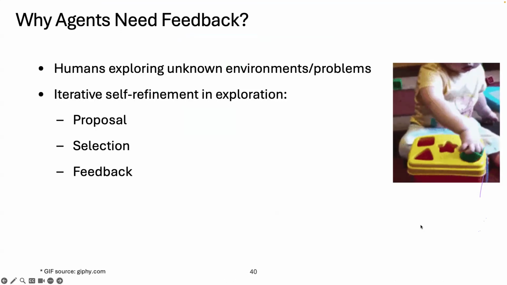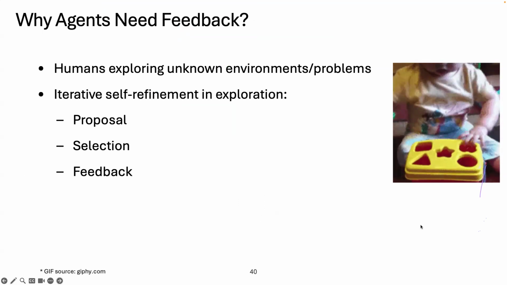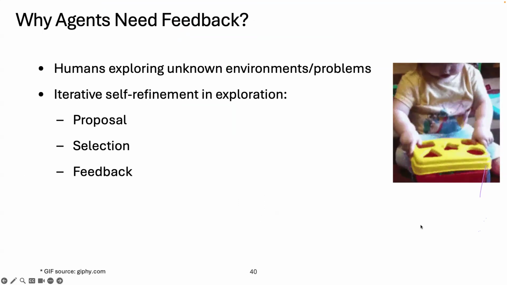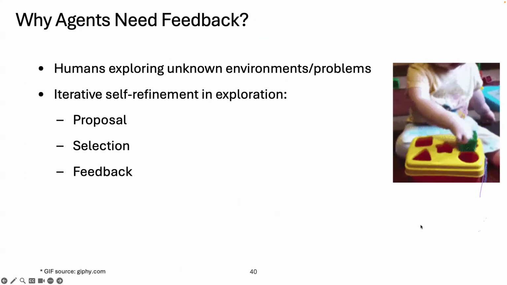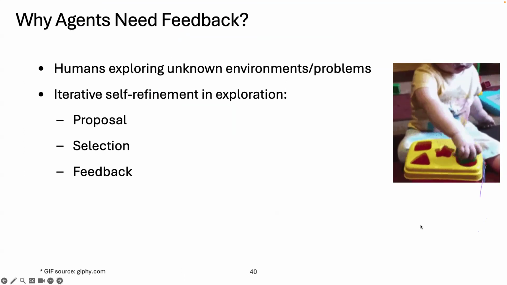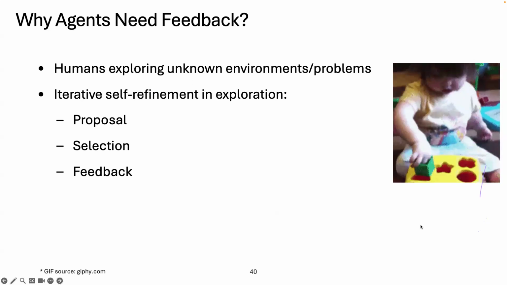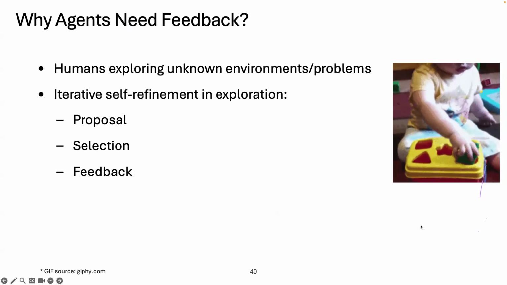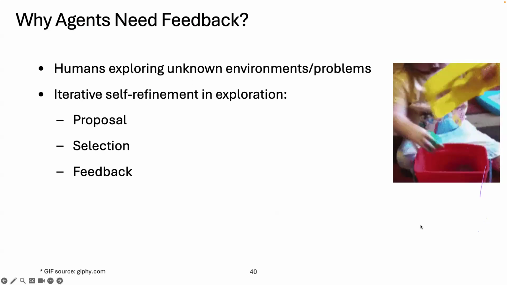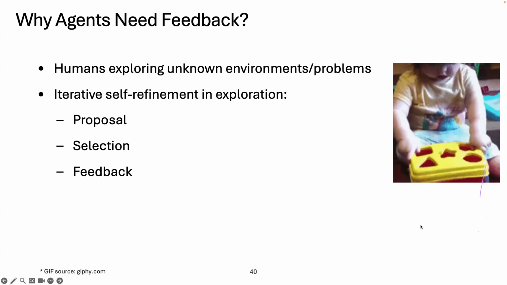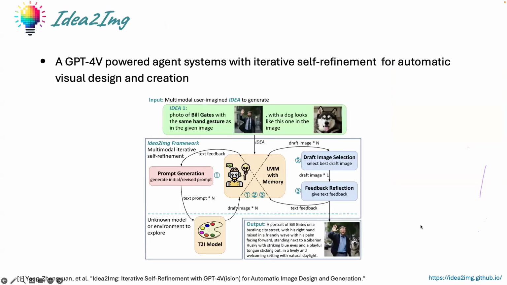So first, why do agents need feedback? Humans explore unknown environments and problems all the time, and the approach we usually take is to iteratively do self-refinement during our exploration. We consider multiple proposals, evaluate them, maybe mimic them with our own world model, select the best one, execute, and receive feedback from the environment. So inspired by this, we designed a GPT-4V powered agent system with iterative self-refinement to prompt the text-to-image generation model for automatic visual design and creation.